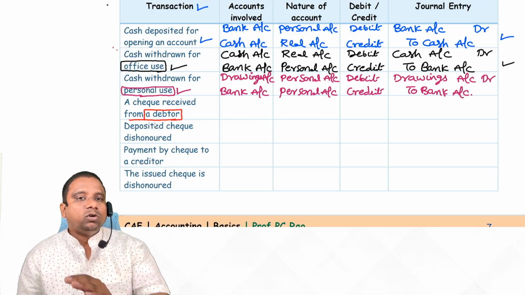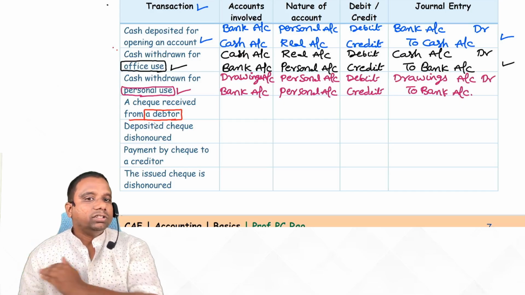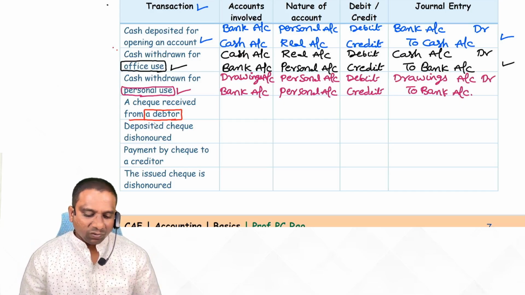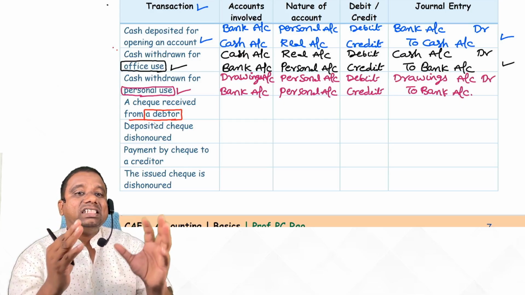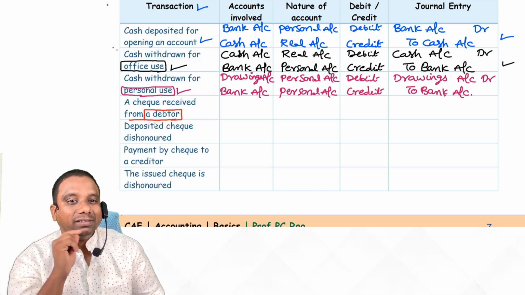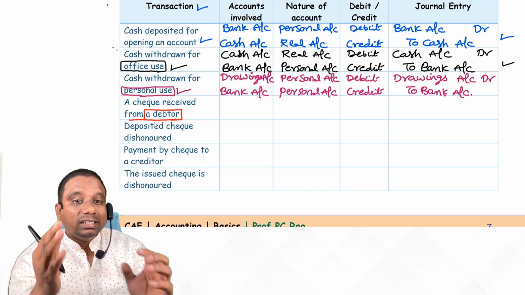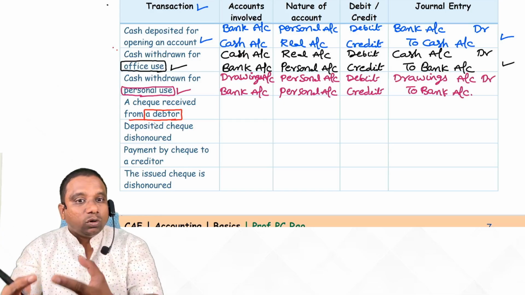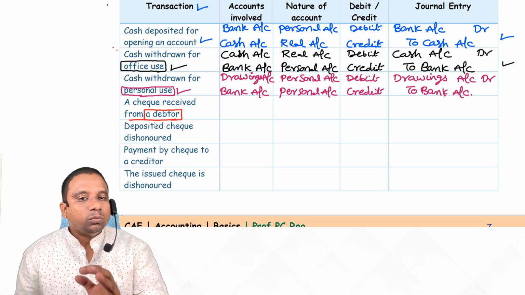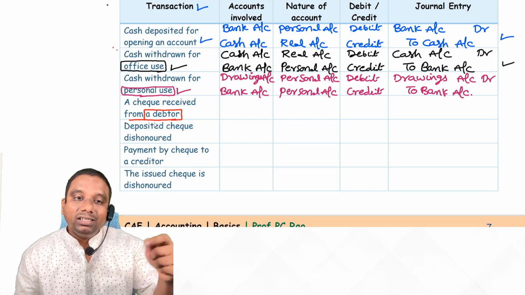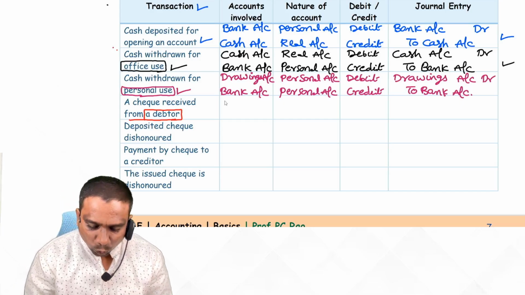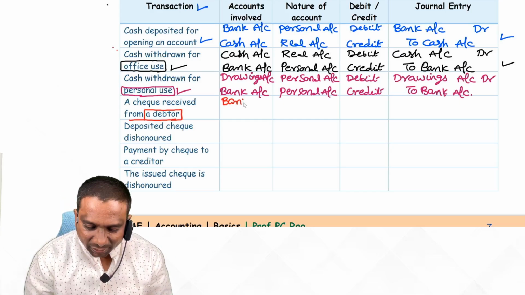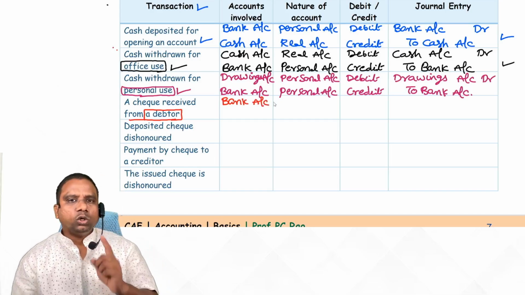Bank will credit the amount to our account, then after we can withdraw. Yes or no, students? Now tell me, indirectly or directly, who is the receiver of this amount? Bank. Even though we received the check, that check we deposited into the bank. So directly or indirectly, the bank receives the amount. Bank is the receiver.